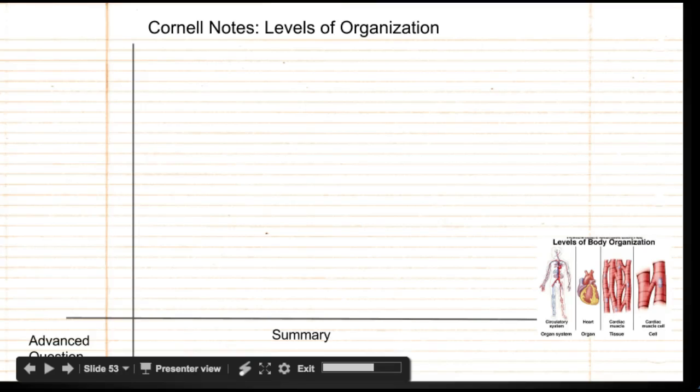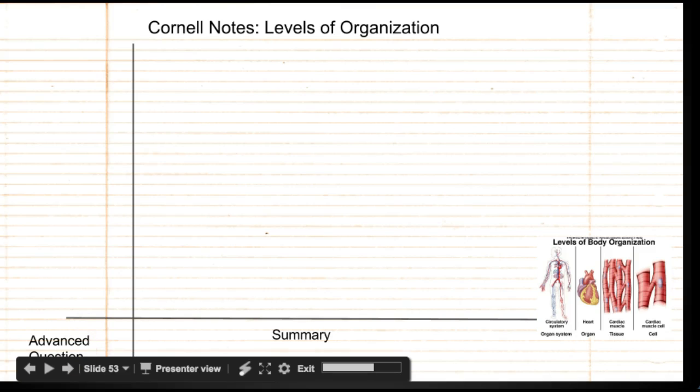Hello students, today you're going to take Cornell notes on levels of organization. Go ahead and take out your notebook and then copy what you see. If I need you to draw something, then I'll tell you. But Cornell notes are the ones where you make the questions on the left, and then a summary and an advanced question, just like we do in class all the time.